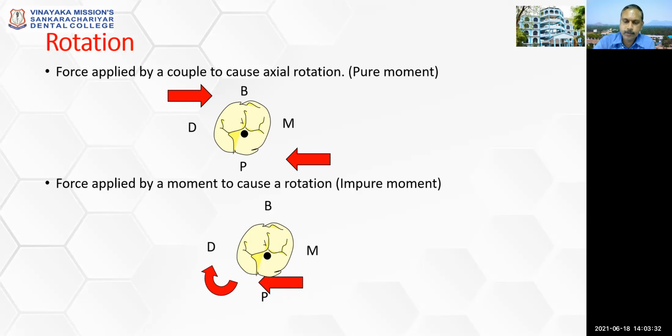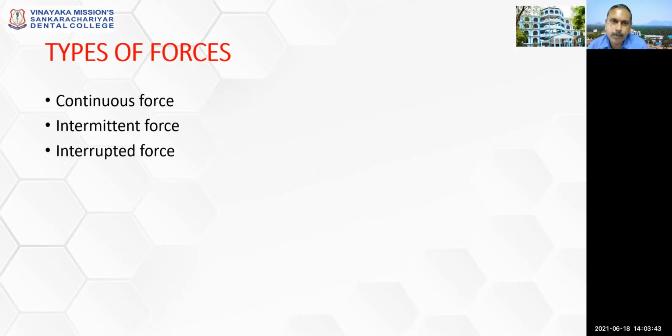This is in animation, and you see an amount of rotation. Whereas in the above picture, you see an axial rotation. There are types of forces that you should understand: continuous force, intermittent force, and interrupted force. These should be understood well, because different appliances we use in orthodontics give you different types of forces, which is also important for the biology to be preserved.